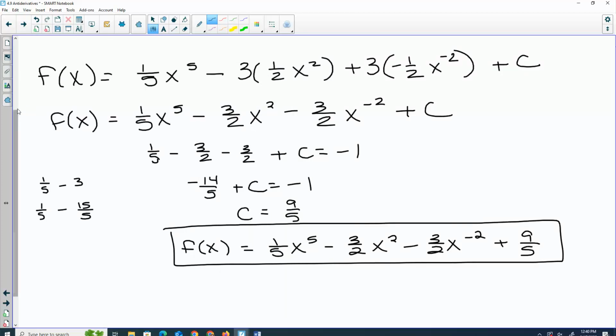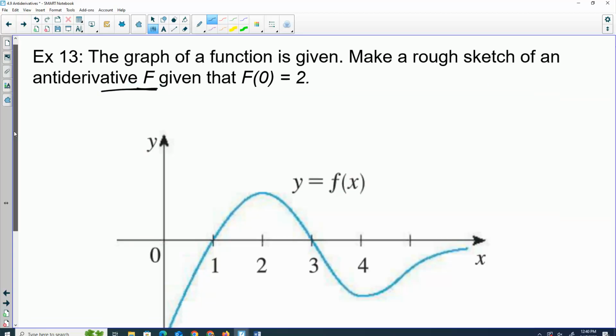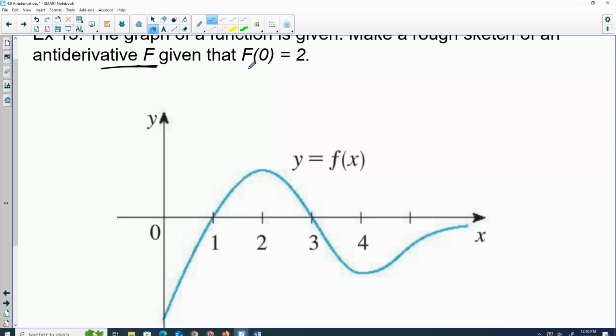Alright, are we good on this one? Okay, so here is the graph of a function. I want to graph the antiderivative. And I am telling you that f of 0 equals 2. So when the x is 0, what is y? So when x is 0, y is 2.